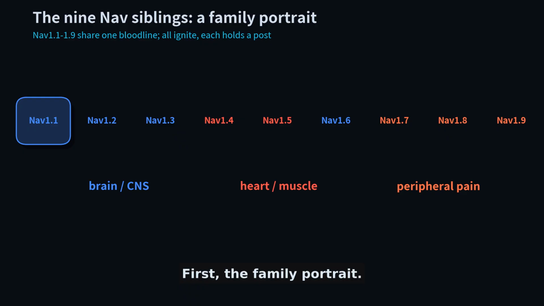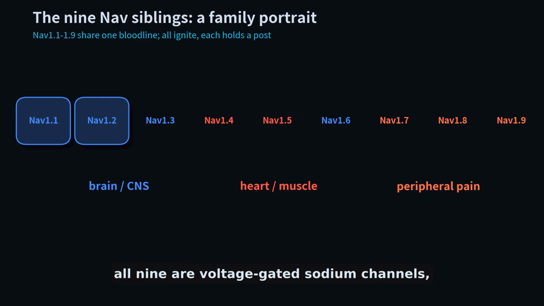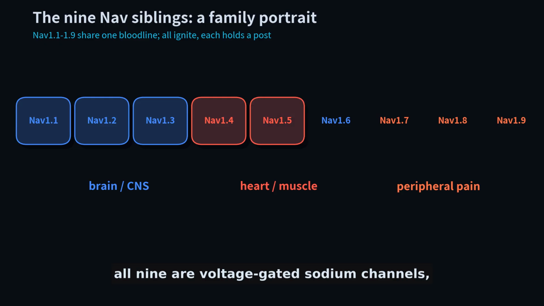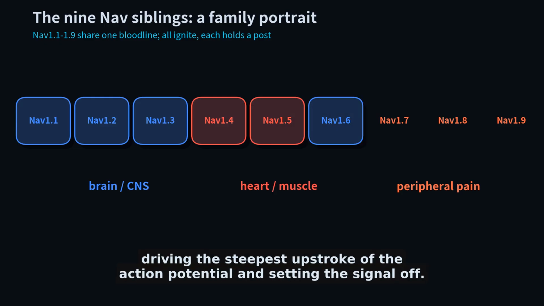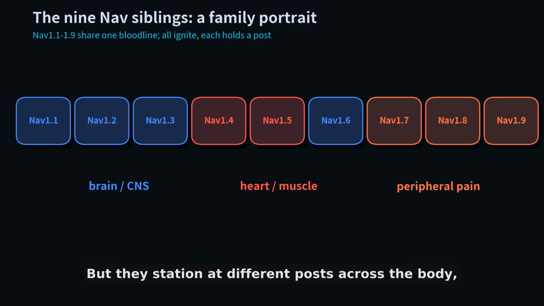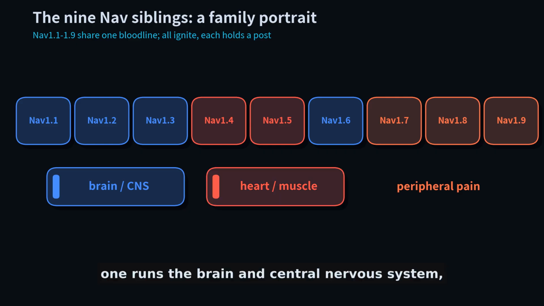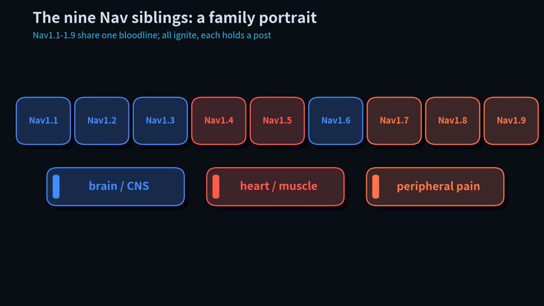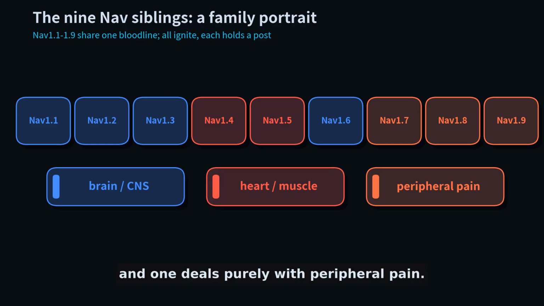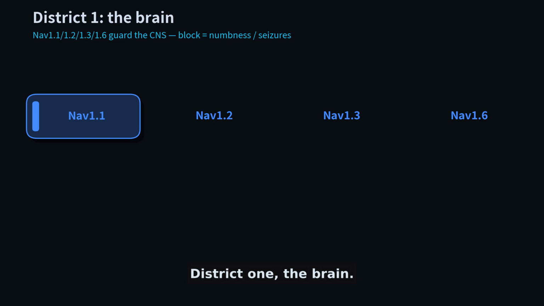First, the family portrait. From NaV 1.1 to NaV 1.9, all 9 are voltage-gated sodium channels, and all do the same job: ignition, driving the steepest upstroke of the action potential and setting the signal off. But they station at different posts across the body, falling roughly into 3 districts. One runs the brain and central nervous system, one runs the heart and skeletal muscle, and one deals purely with peripheral pain.